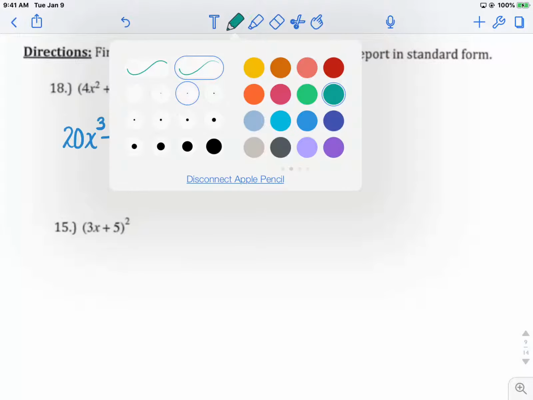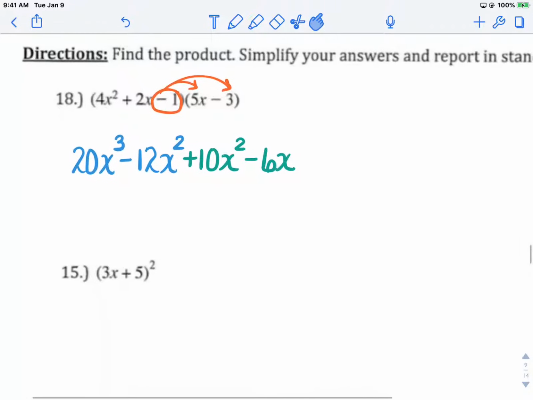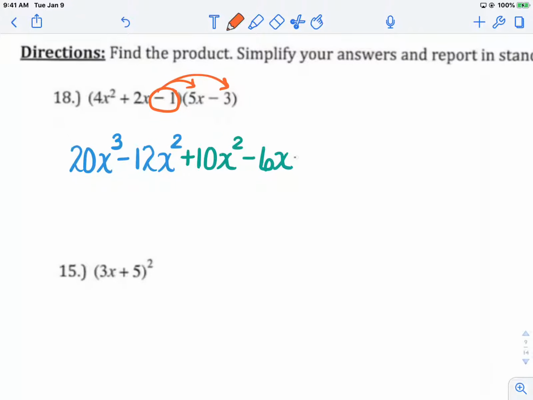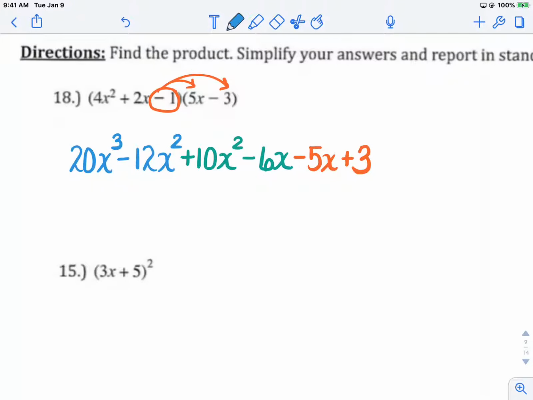And finally, I need to take that negative 1 and distribute it. Doesn't look like negative 1 when I do that, does it? Need to take that negative 1 and distribute it. So I'm going to take that, and that makes a negative 5x, and negative 1 times negative 3 is positive 3. Now that I've done all the distributions, now I want to go through and combine like terms. So I really have to stop thinking about multiplying when I get here, and now start to think about simplifying, combining like terms, and keeping it in standard form.